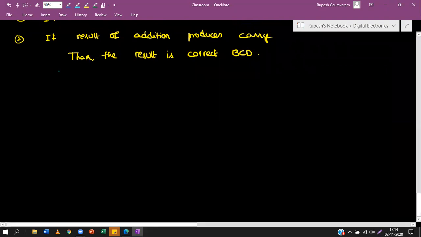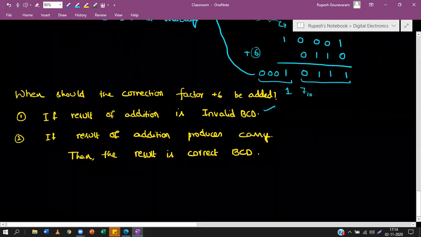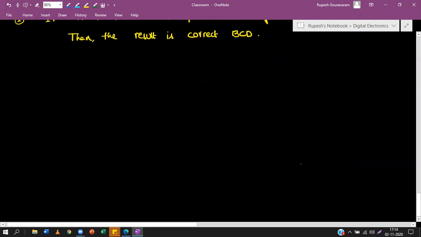Now, let us see the logic for the correction factor. That means we have got these two conditions, right? First one is when the result of the addition is invalid BCD, and the second is when the result of the addition produces carry. In these two cases, we have to identify when they are occurring. That we can do using logic. So let us take logic for the correction factor.